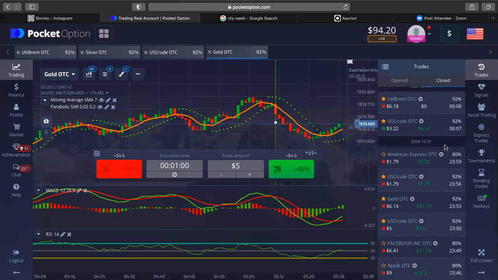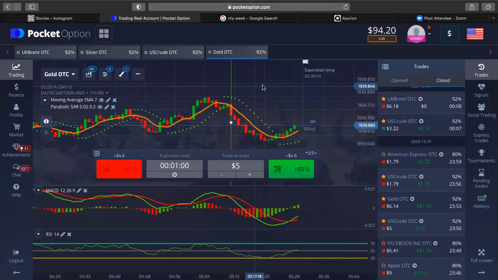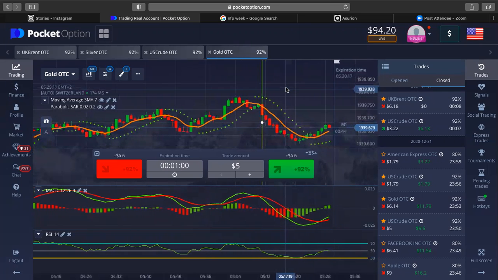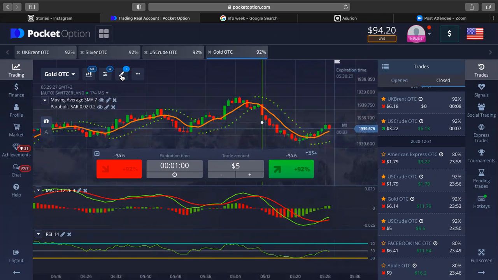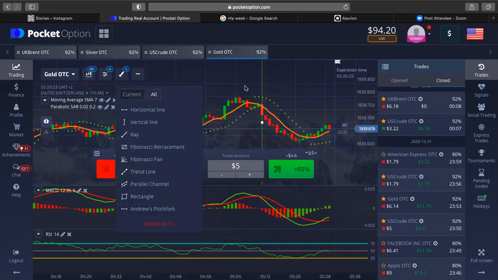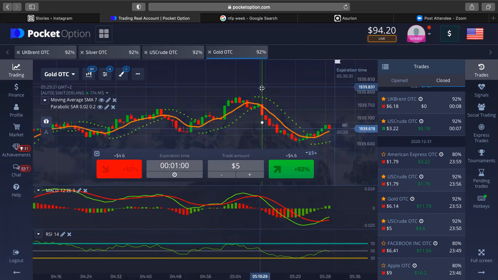So what I'm going to do is look to see if I can find a great setup, and lo and behold, we have a great setup right here. Literally, as I'm speaking, I just found a great setup. So I can just move my line over, right here.